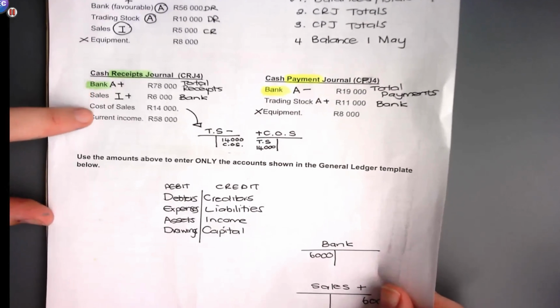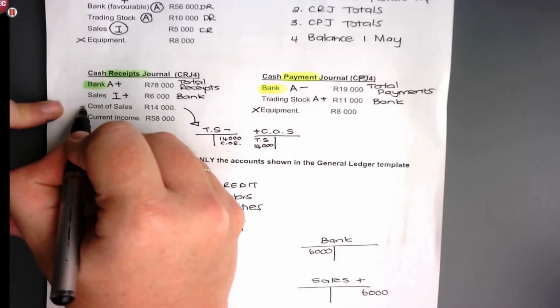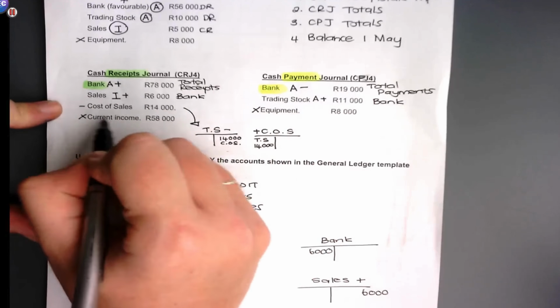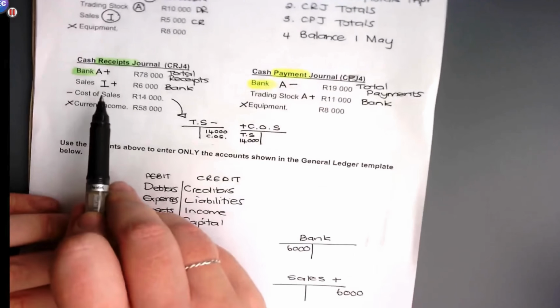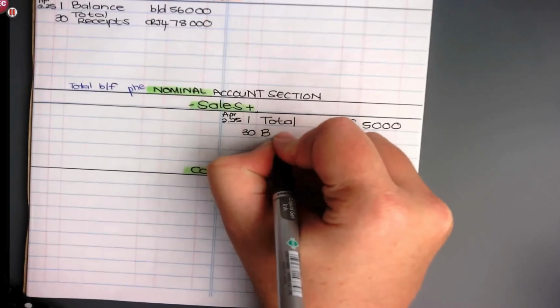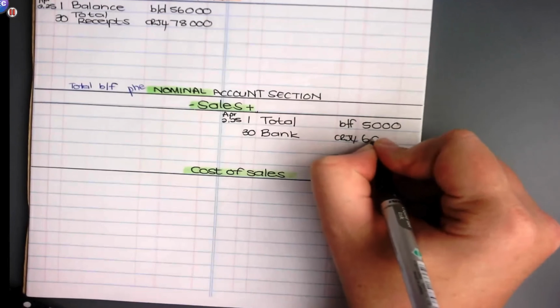Okay. Everything else you received money for would then essentially go on the credit side. Except remember, cost of sales. You're not receiving money for cost of sales, so that's going to have to go in differently. So your sales is going to go on the credit side because it's an income and it's increasing. On the 30th, you received money for sales and it went into your bank. CRJ4, the sales amount was 6,000.